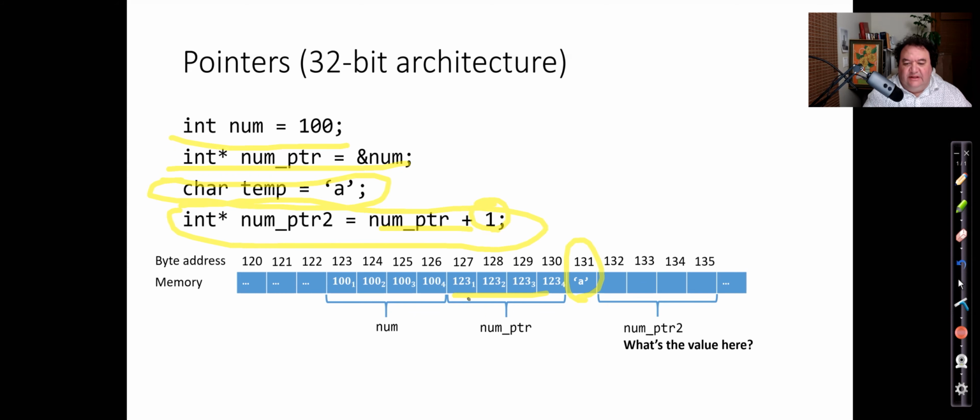So here the integer takes 4 bytes. And so when we do the addition, 123 plus 1 means one entire integer location. So it goes to 127. So this pointer to an integer gets the location of this address because we add the size of one integer to 123. And so 123 plus 4, 127.